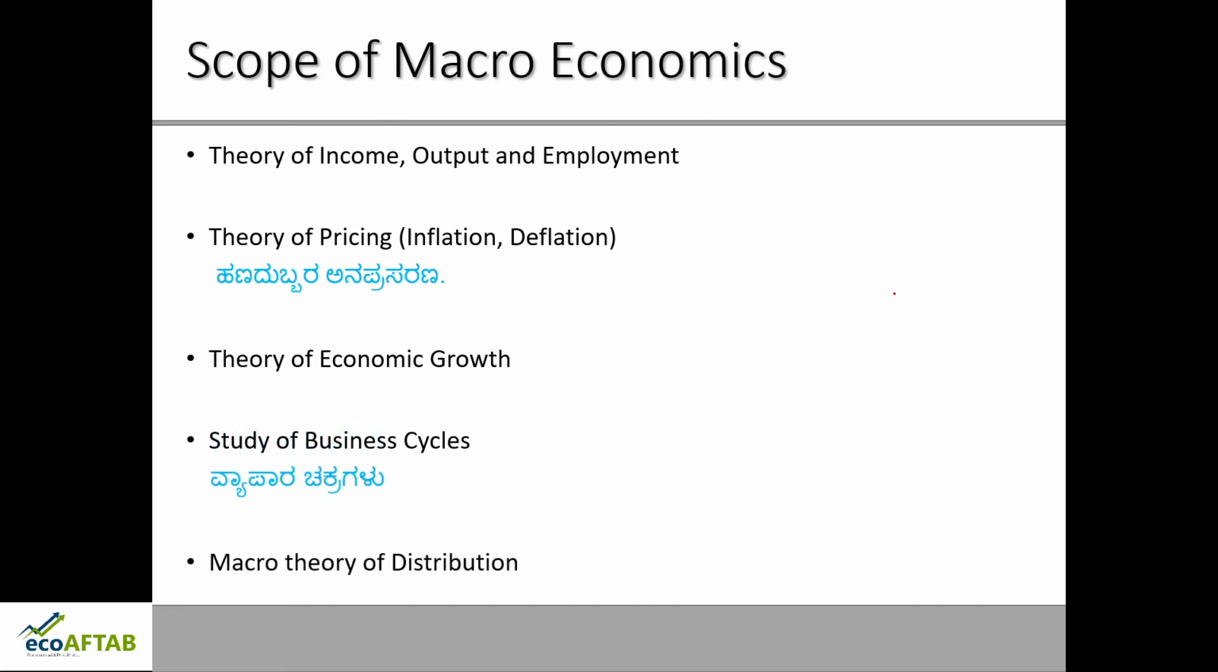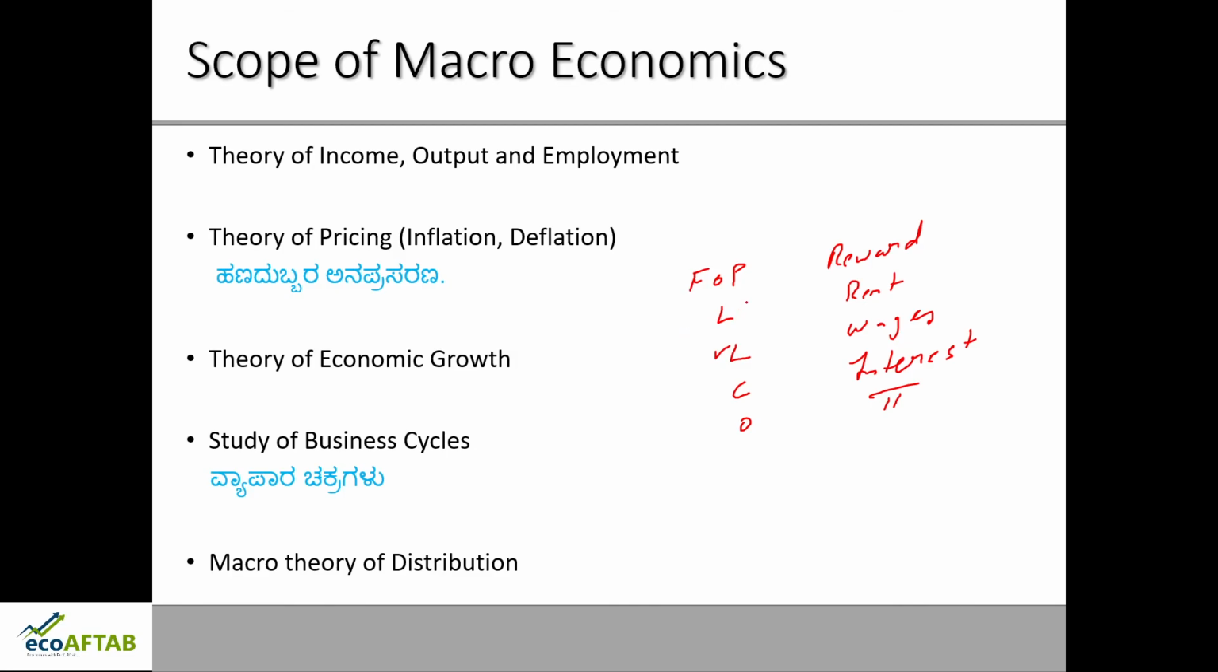Lastly, in macroeconomics we study the macro theory of distribution. Here we study the distribution of income not on a personal basis but on a functional basis. So as we know, when we are studying factors of production, land, labor, capital, organization and their rewards, what does land get? Land gets rent, labor gets wages, capital gets interest and organization gets profit. So when we study an individual land unit, how the rent is determined, of an individual labor, how the wages is determined, it becomes the micro study.